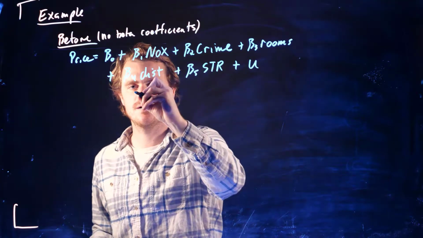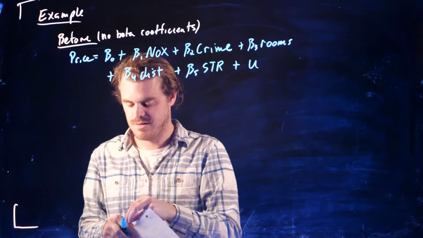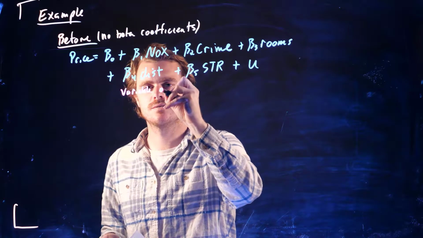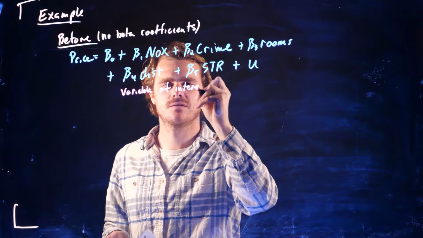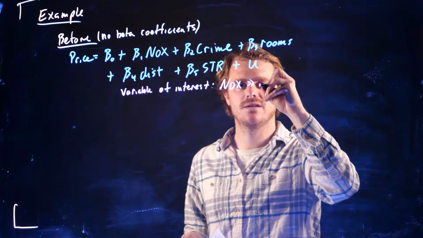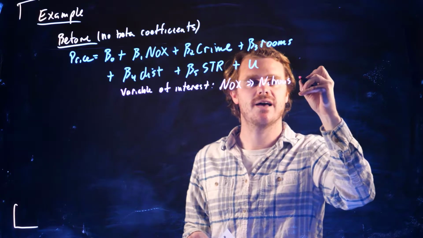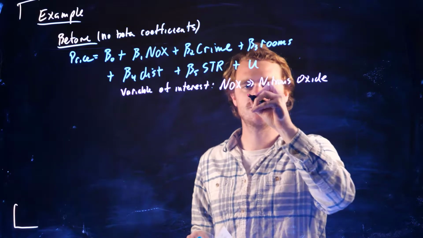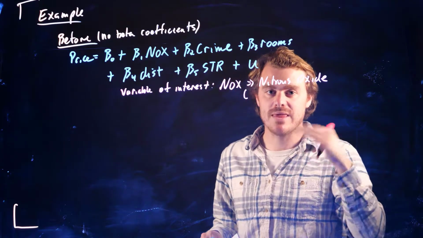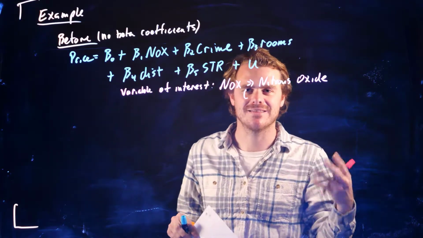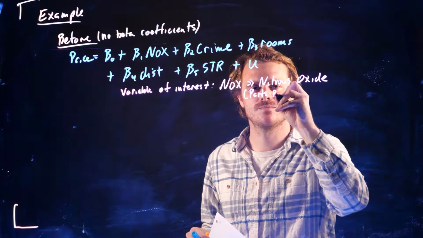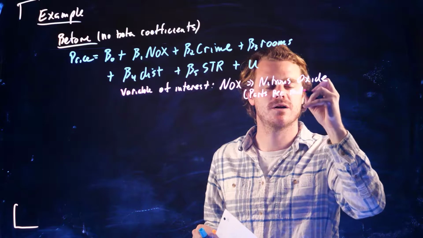So here, let's say our variable of interest is NOx, which is nitrous oxide, which is measured in something we might not be familiar with, or as an economist, I might think this is a weird scale. It's measured in parts per million. Might not be familiar with this.